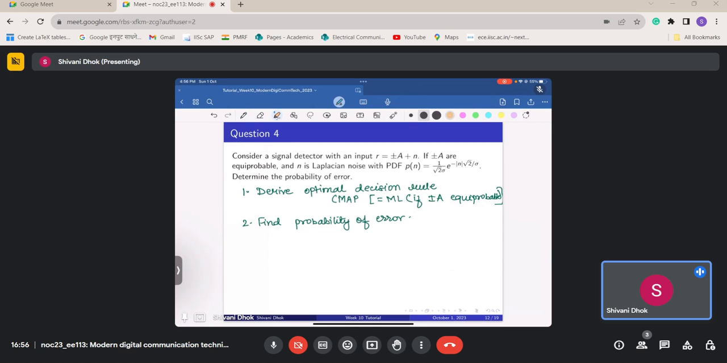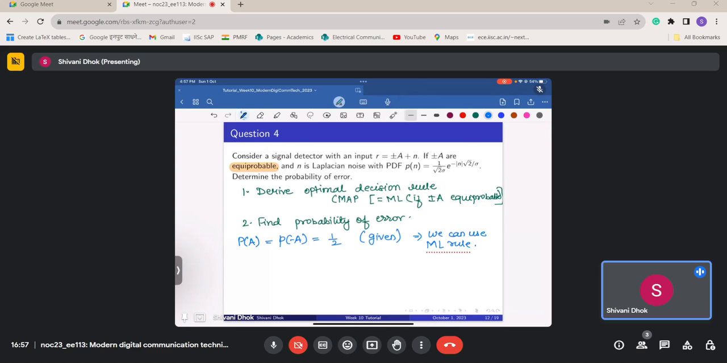Now in our given setup, it is given that we have equiprobable events. So we know that probability of A is equal to probability of minus A, which is equal to 1 by 2, and this is given to us. Which means that we can go for the ML rule, or maximum likelihood rule. So for that we need to find the likelihood functions.